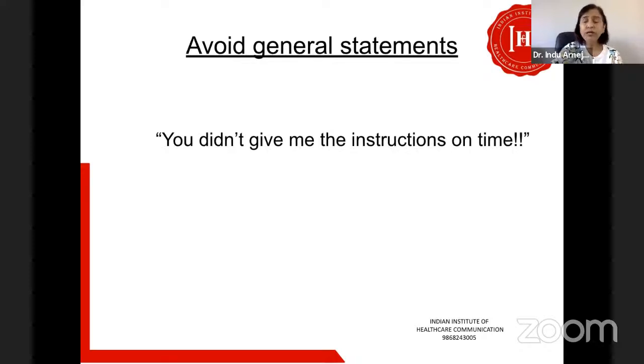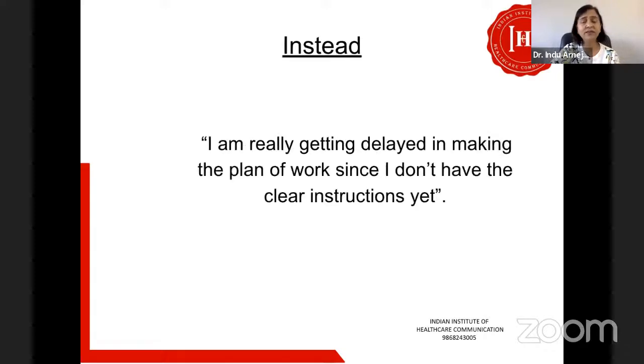Sometimes we say, you didn't give me time. You did not give me the instructions on time, and that's why I could not do it. Rather than saying it like this, if you say, I'm really getting delayed in making the plan of work since I don't have the clear instructions yet. It'll be really nice if you give them to me in time, so I can be ready with my work.